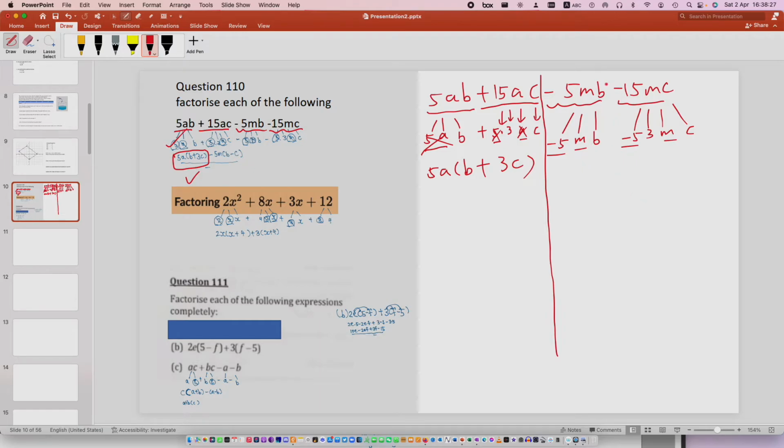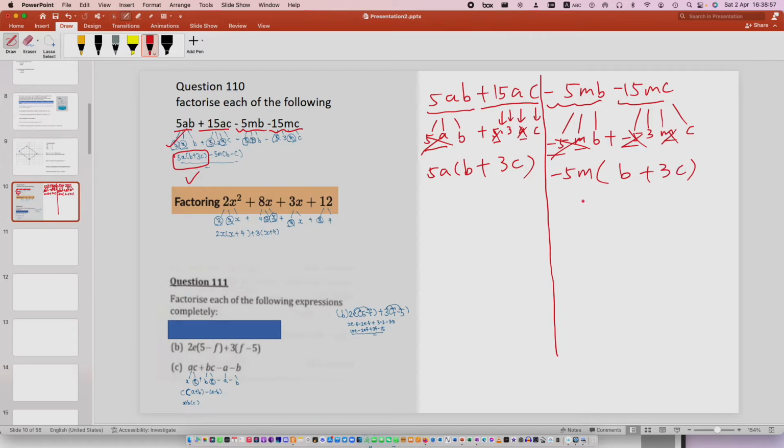So you break this up to this, and then this you split to this. There is nothing in between, right? So what is in between? Default. Plus. Correct. If there is nothing in between, the default is plus. So now you take out the common, which is negative 5M, right? What is left? You're left with B plus 3C, right?